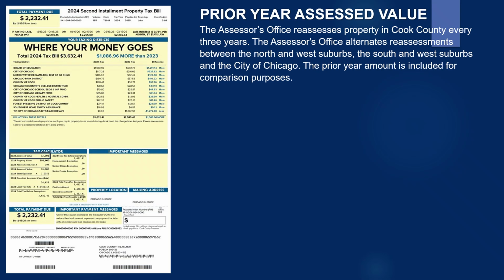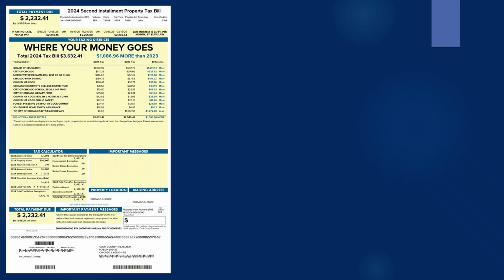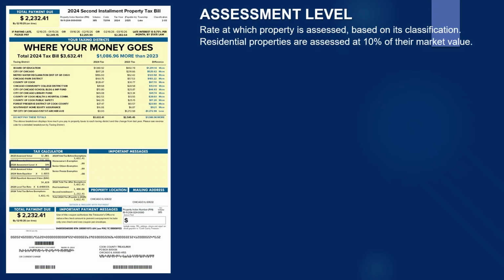The assessor's office reassesses property in Cook County every 3 years. The prior year amount is included for comparison purposes. The property value is the value the assessor determined the property could sell for on the open market. The assessment level is based on its classification. Residential properties are 10% of their market value.